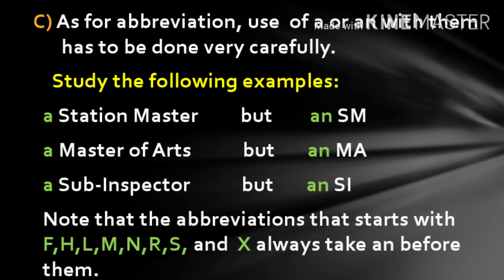Look at example number 2. If I say he is a master of art, that means his qualification, he is a master of art. But when I say it in abbreviation, I have to say he is an MA. Is that clear? Similarly, for any abbreviation, in the abbreviation form, you have to use an for these alphabets only, and you have to use a for the full form.